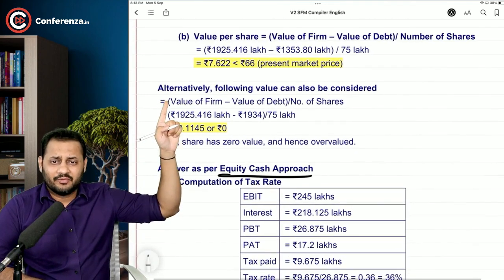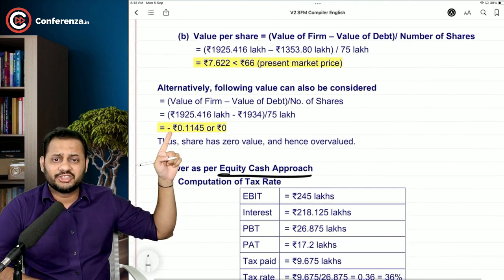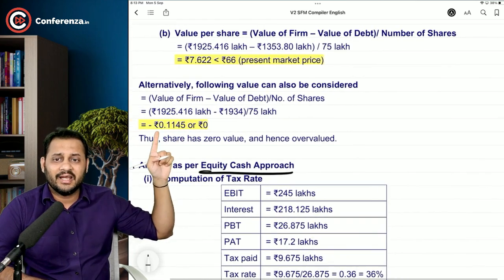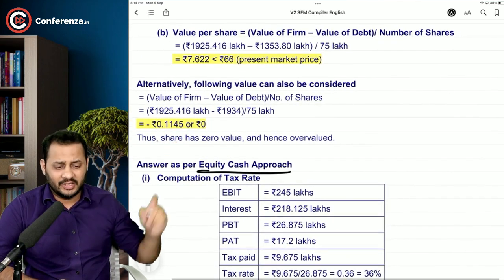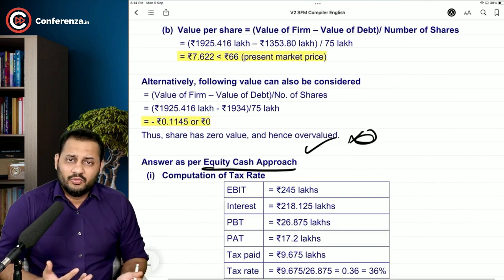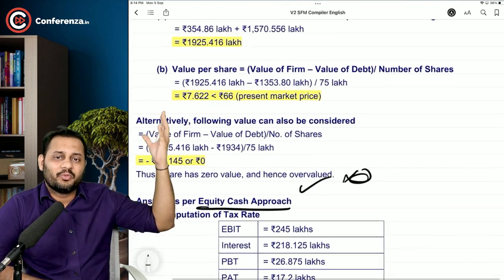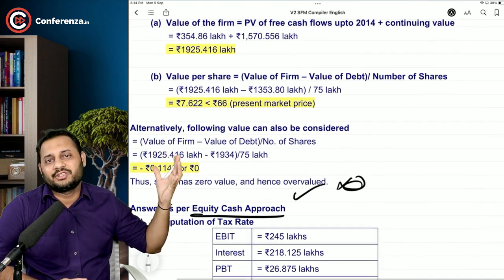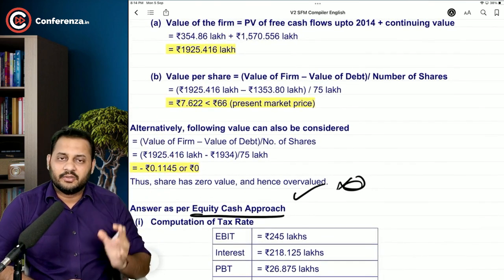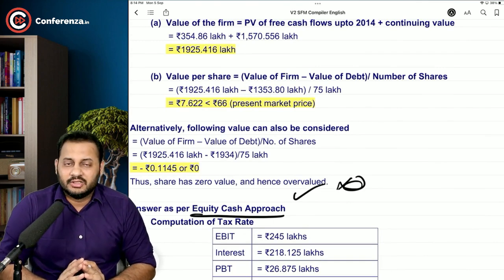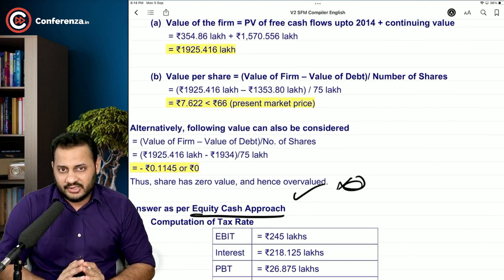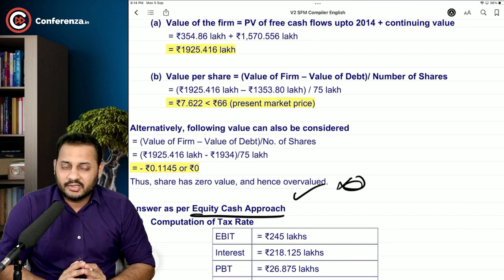There is something that they have calculated which made the value of the share 0 rupees. Minus, the share has a 0 value, hence overvalued. 0 value is not at all possible, because the figures are not matching. They are not properly going according to the question. Frankly speaking, there are lots of mistakes in this question. Instead of wasting time on this, you can avoid it and skip.